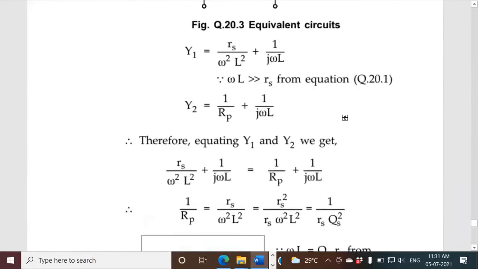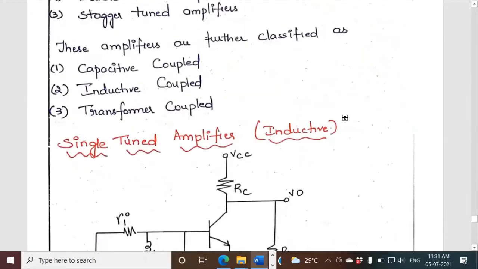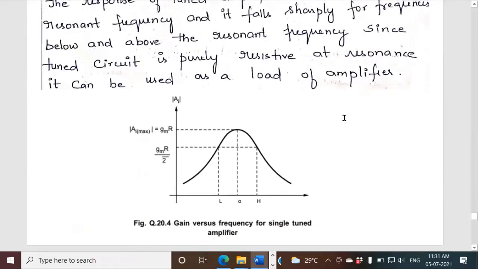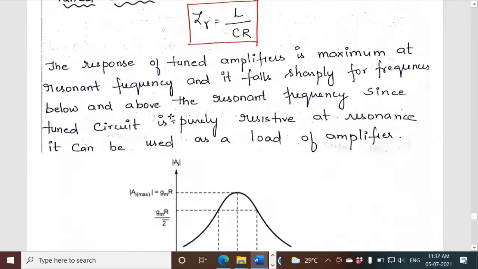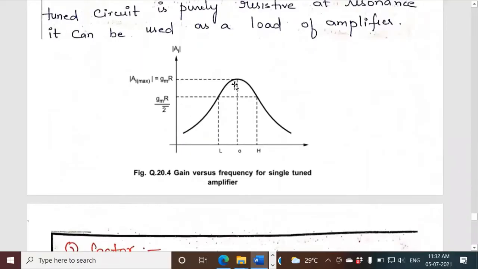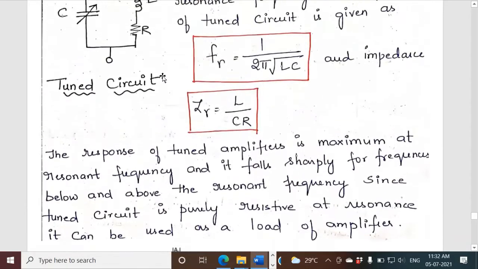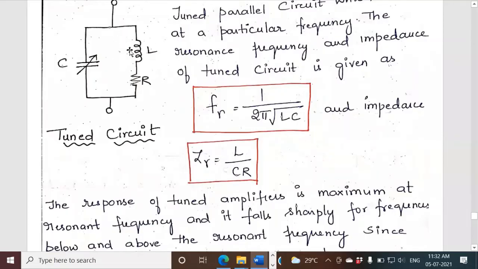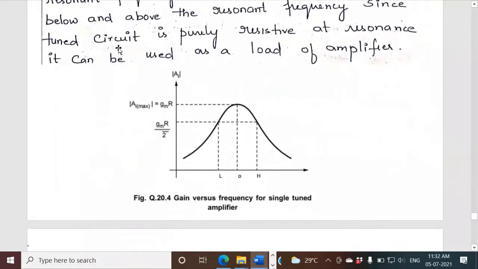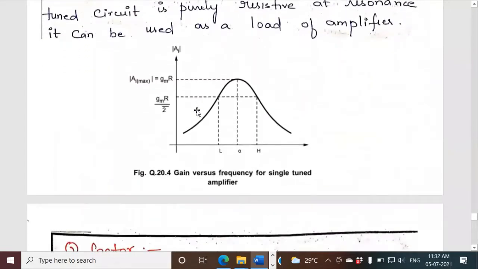So what happens because of this tuned circuit is, because the impedance changes with frequency, the gain also changes with frequency. And at the resonant frequency we can get maximum gain. Here, for the resonant frequency corresponding to this circuit, we will get maximum gain. So all this resonance we have discussed so far.